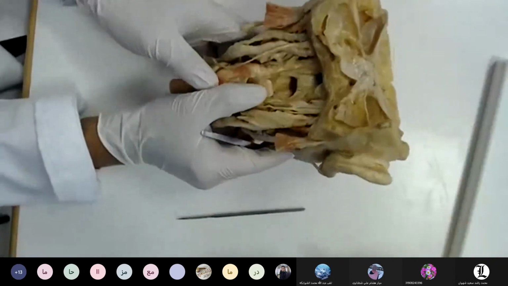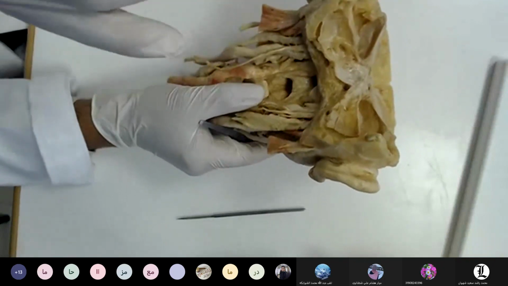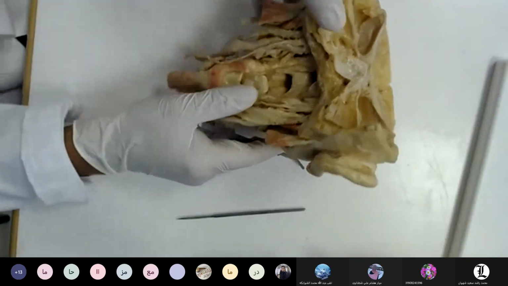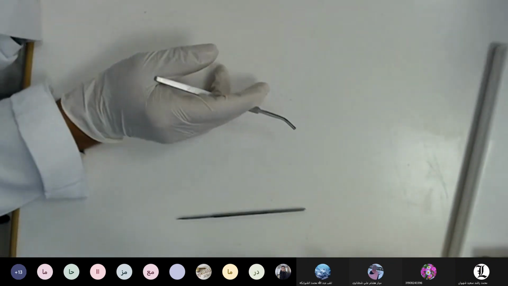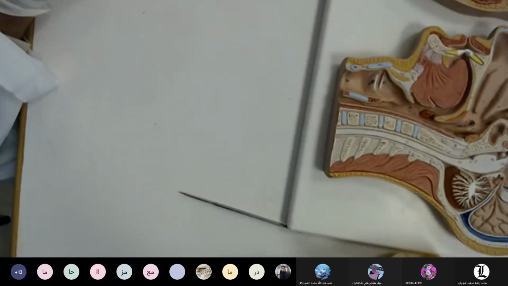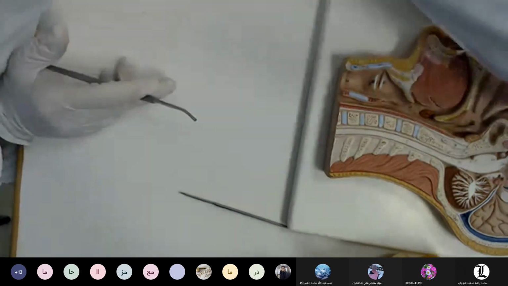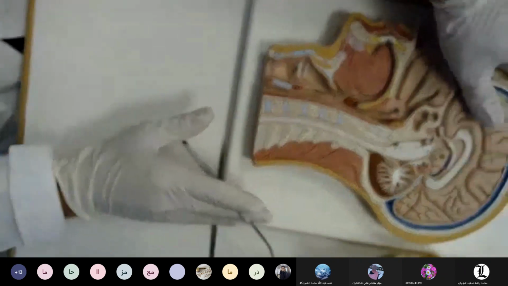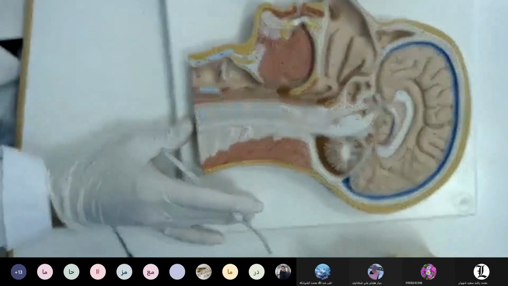Still, guys, we have the pharynx. Okay, 46 minutes. Let us finish the pharynx, guys, within 10 or 15 minutes, and that's it. So back again to this sagittal section.